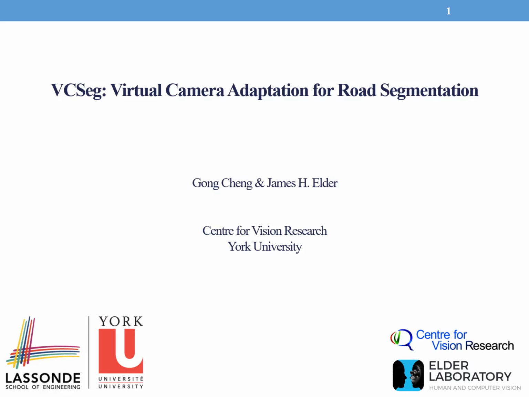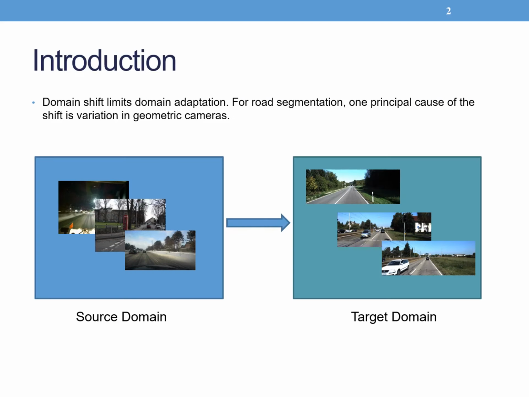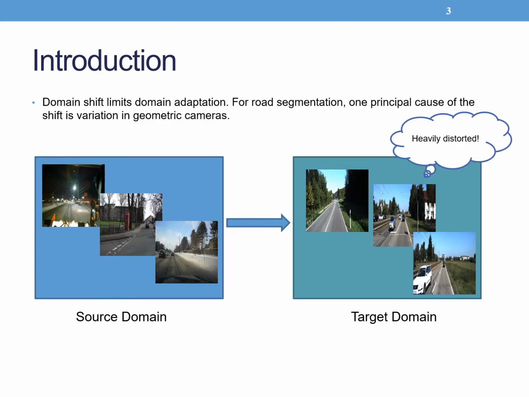One essential challenge in unsupervised domain adaptation is handling domain shift between the source domain and the target domain. For row segmentation, we noticed that one of the principal causes of the domain shift is variation in the geometric camera parameters. Commonly, when transferring from the source domain to the target domain, this shift is typically ignored, and the images are resized to a standard size for network training and adaptation.